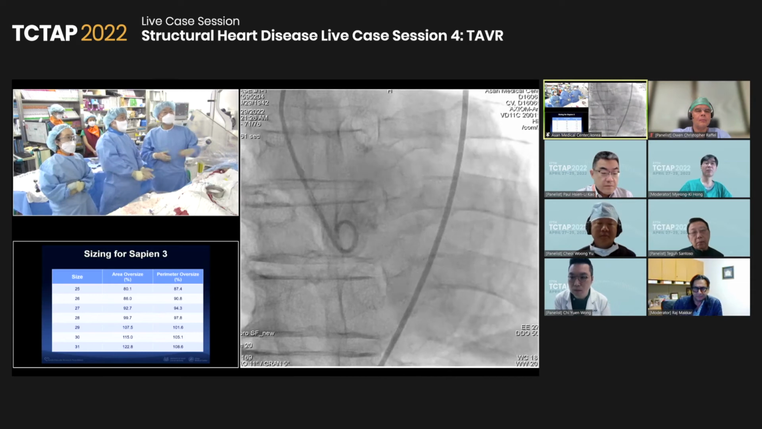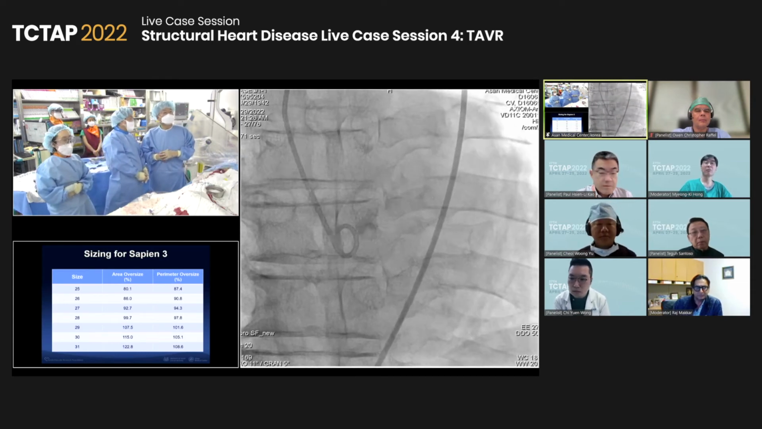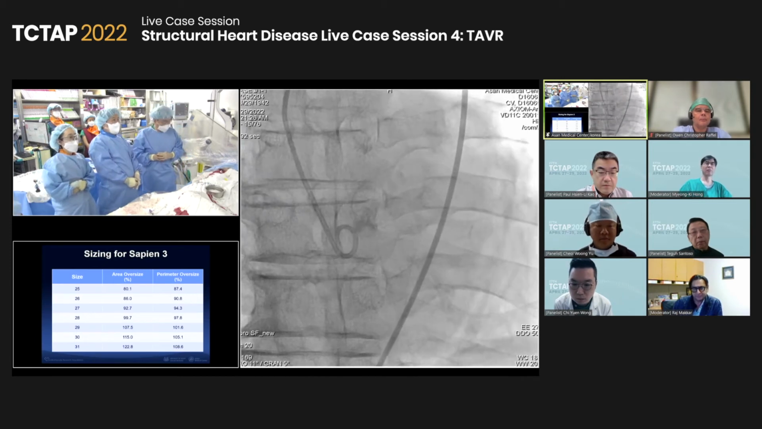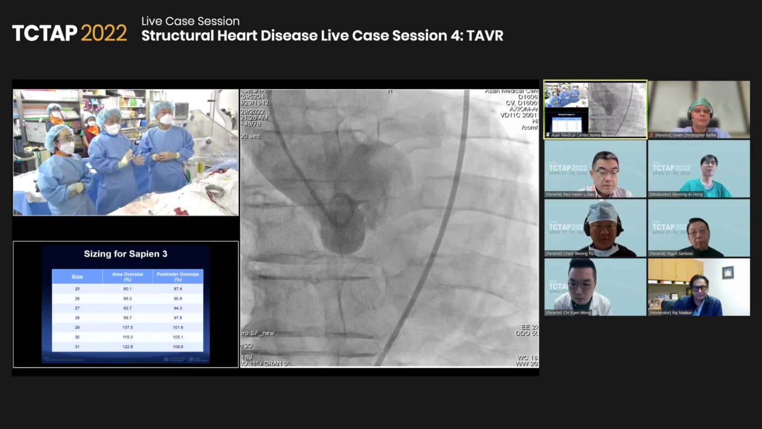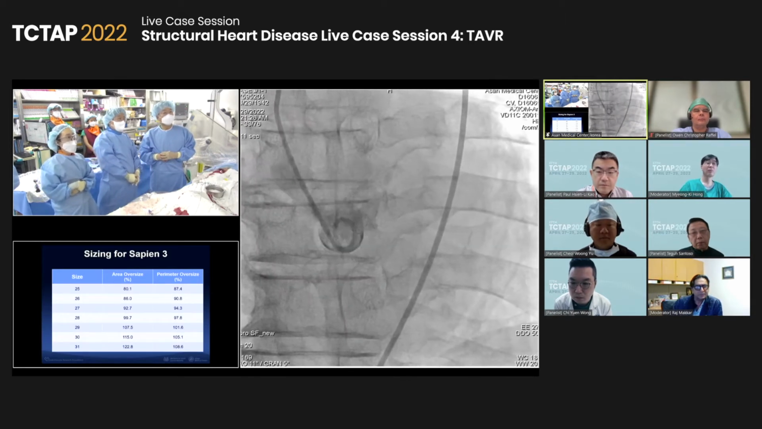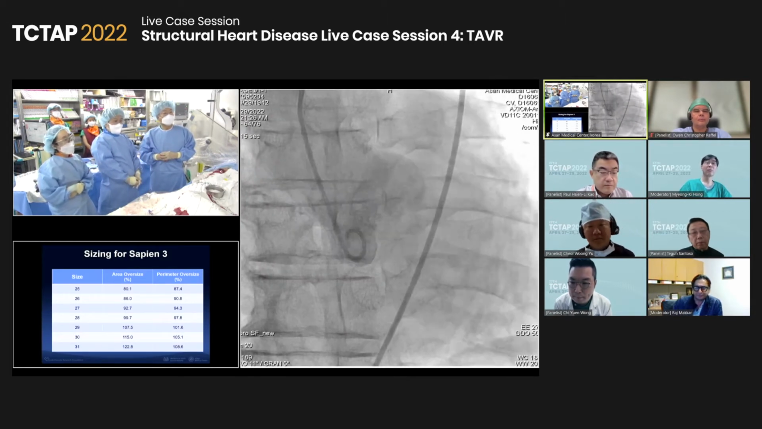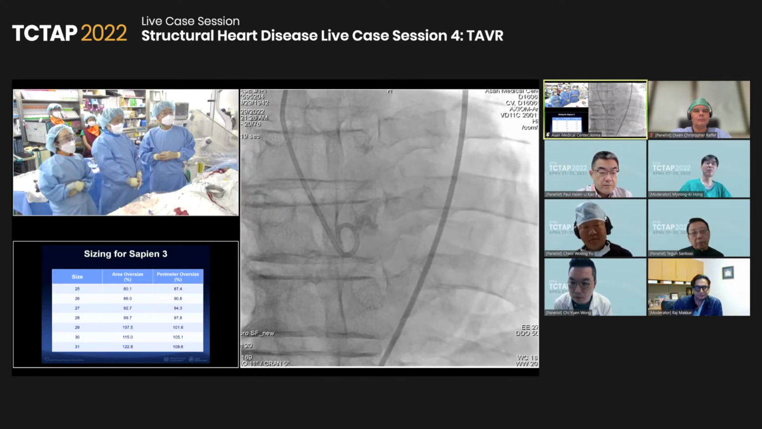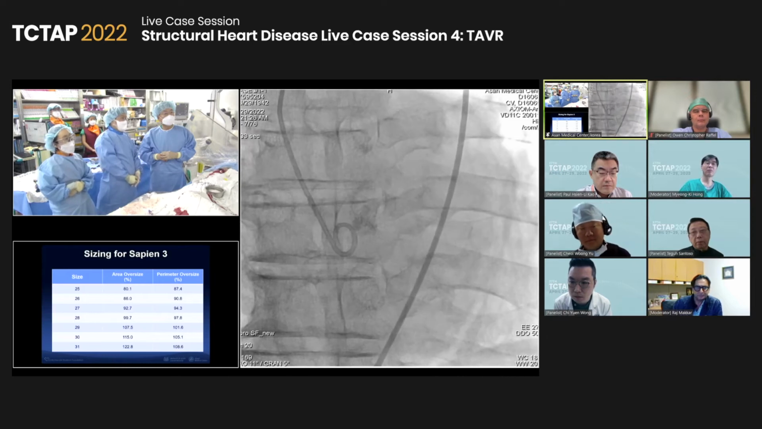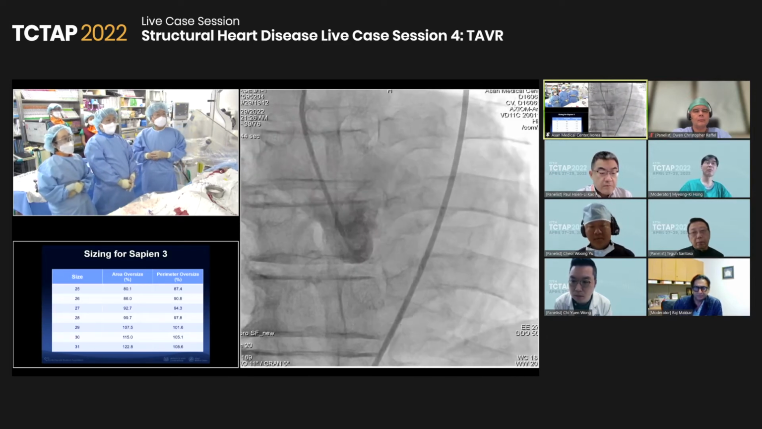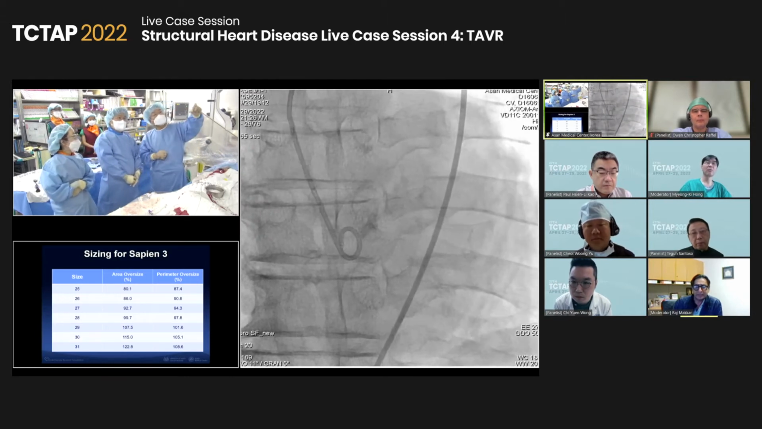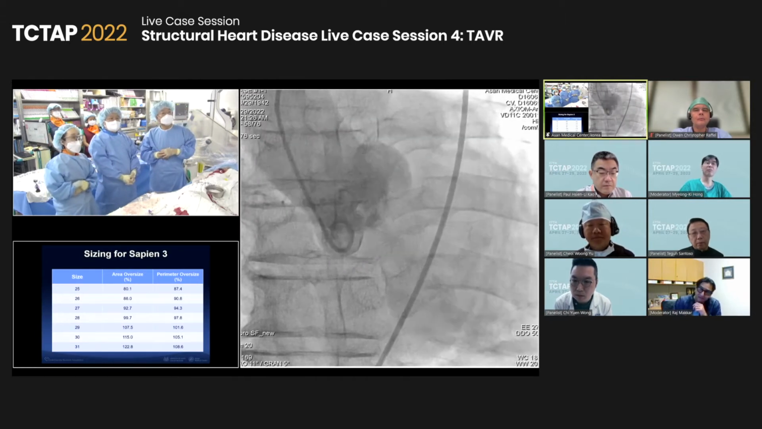So we changed our mind and added 2 cc more into the balloon, so we make around 15% oversizing for this patient. In addition, I agree with Dr. Raphael's suggestion that we will go direct implantation without pre-balloon valvuloplasty. Razi, what do you think in terms of size-wise, the area of size?